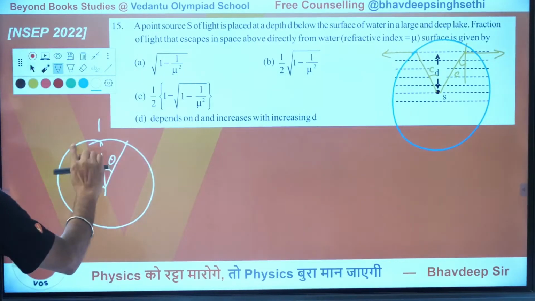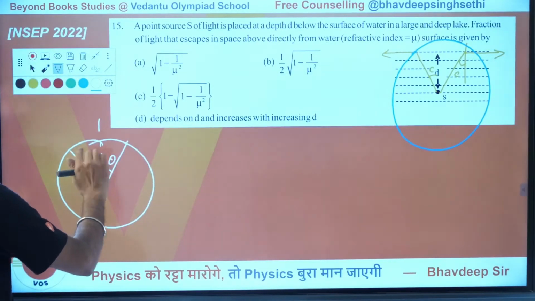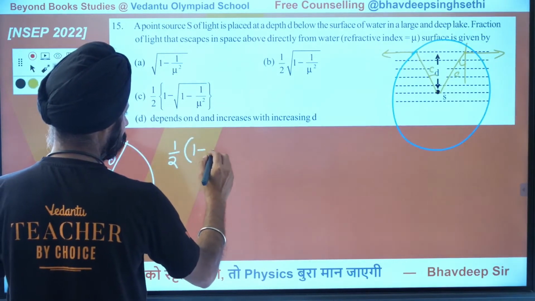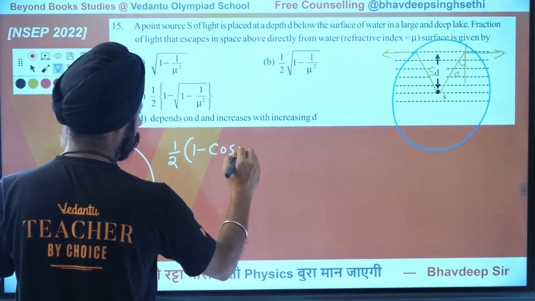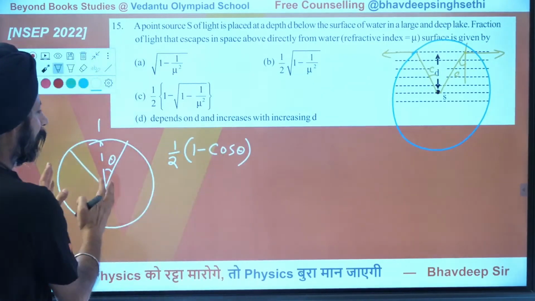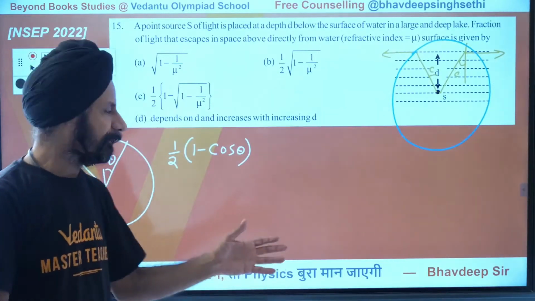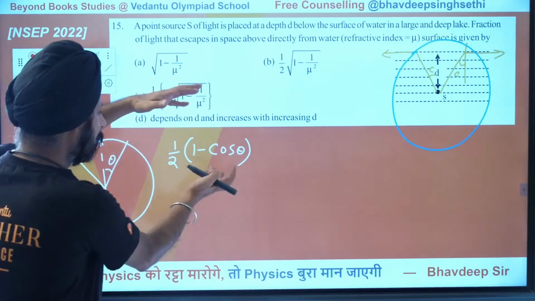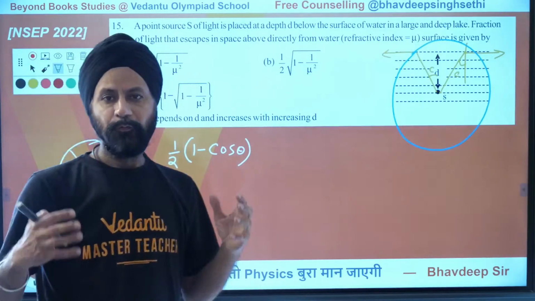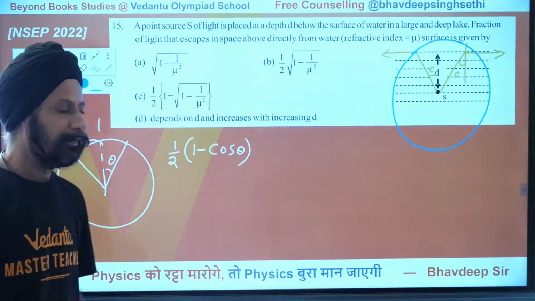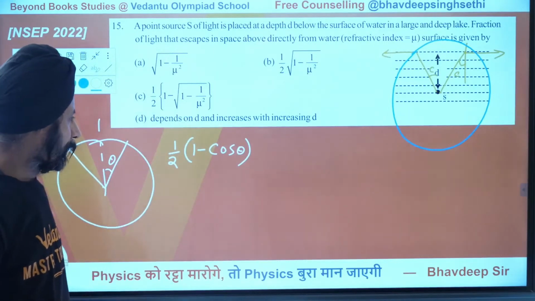Then how much is this area? This area is half times 1 minus cos of theta. This fraction of the whole thing. I mean, you can do that. You try to integrate. It's very easy. We might have done earlier. So this portion of 4 pi r square, this is the fraction of light that will escape out.